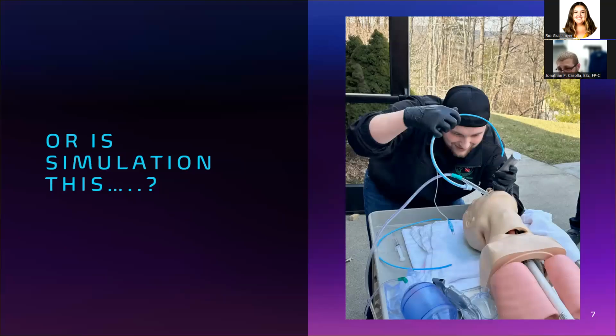Okay, I like this. Computers, mannequin-based, high-low, standardized patients, task trainers, screen-based. All of this I agree with. A means of creating training through a hands-on approach.